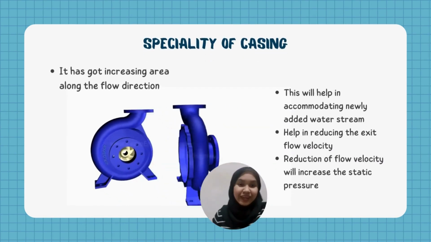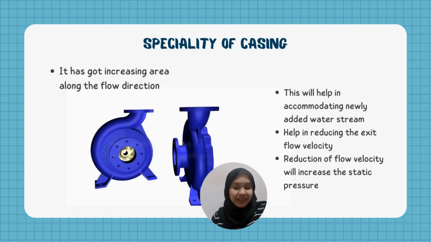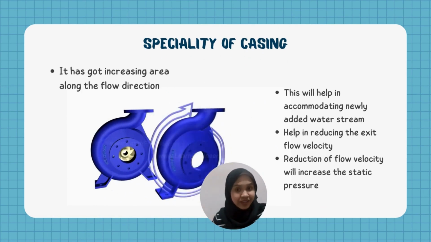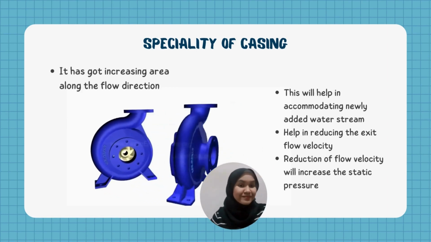Here, you can note one specialty of the casing. It has an increasing area along the flow direction. Such increasing area will help in accommodating the newly added water stream and will also help in reducing the exit flow velocity. Reduction in flow velocity will result in increased static pressure, which is required to overcome the resistance of a pumping system.